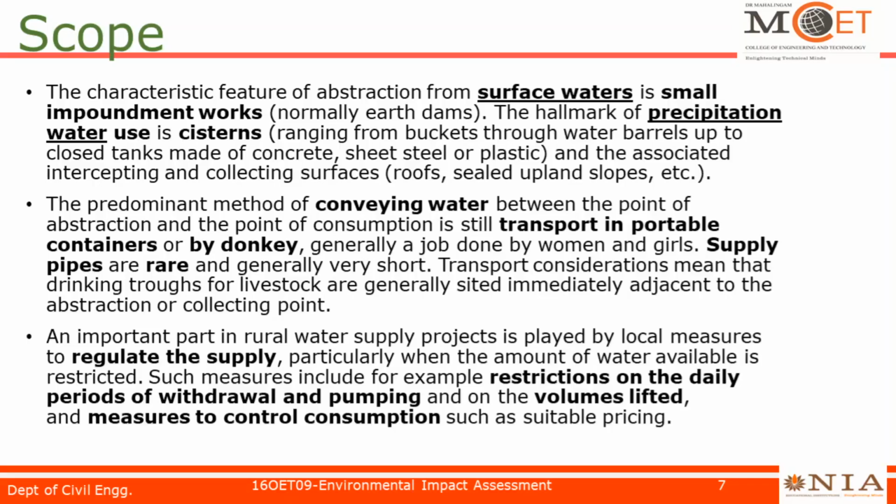Supply pipes are rare and generally very short. Transport considerations mean that drinking troughs for livestock are generally sited immediately adjacent to the abstraction or collecting point. An important part in rural water supply projects is played by local measures to regulate the supply, particularly when the amount of water available is restricted. Such measures include, for example, restrictions on the daily periods of withdrawal and pumping, and on the volumes lifted, and measures to control the consumption, such as suitable pricing.